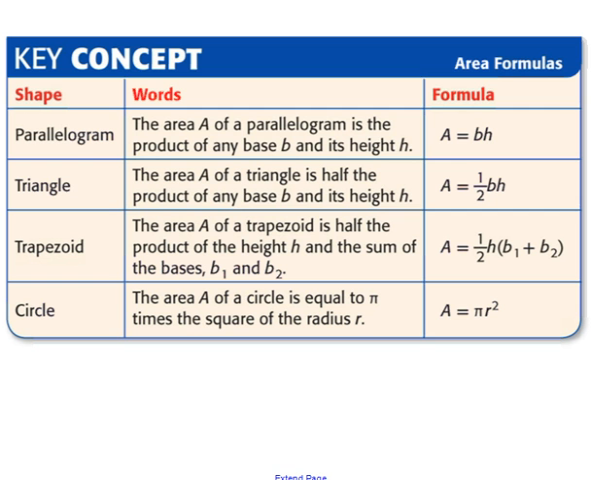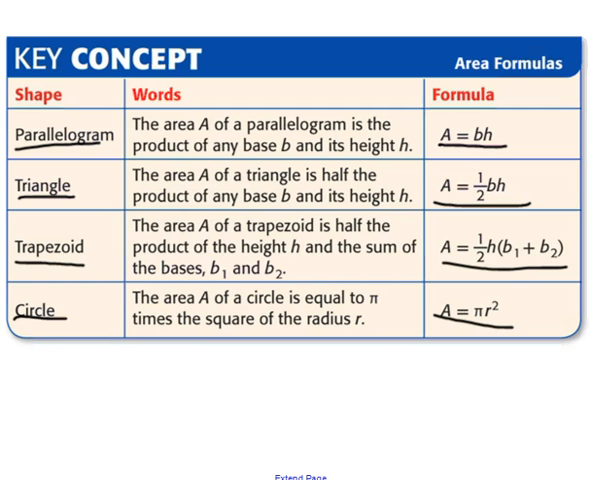A parallelogram, the area is base times height. A triangle, the area is 1/2 base times height. Trapezoid, area is 1/2 the height, 1/2 times the height, times base 1 plus base 2. And of course a circle, area is equal to pi r squared.